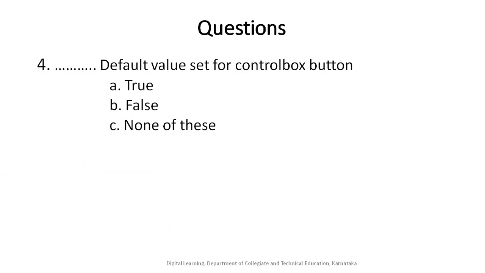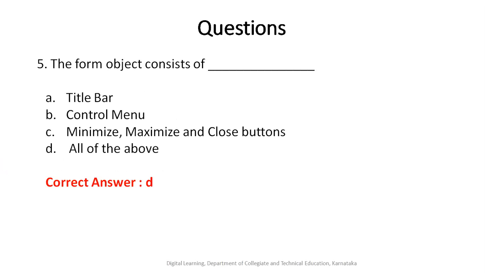Dash default value set for control box button. The options are true, false, none of these. And the right answer is true. The form object consists of dash. Options are title bar, control menu, minimize, maximize, and close buttons, all of the above. And the right answer is all of the above.